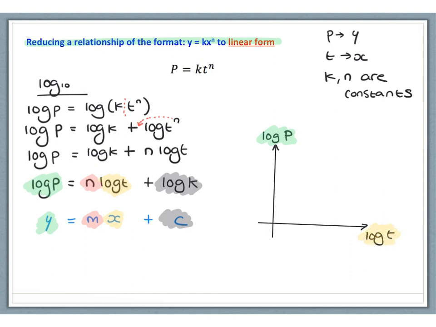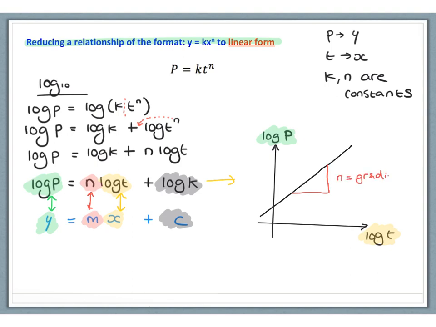and we can then use this line to find the values of n and k, because think about how we've matched everything up. Log p is on the y-axis, log t is on the x-axis. So for this graph, which we're plotting, of log p equals n times log t plus log k, n must be the value of the gradient.